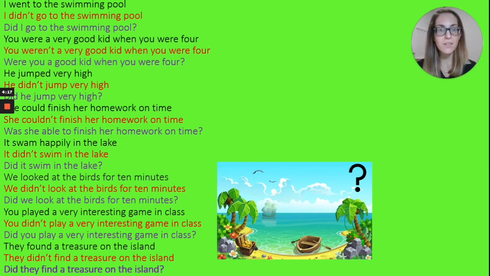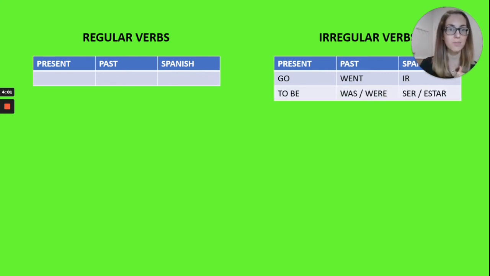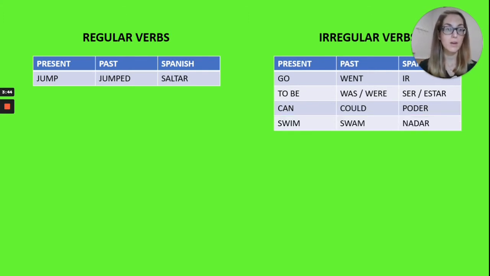So let's prepare the table. So we have regular verbs and irregular verbs. So the first verb we saw was go. So go, went, ir. Okay, present go, past went, Spanish ir. To be, was, were, ser o estar. Then we saw jump, jumped, saltar. Can, could, poder. Swim, swam, nadar.